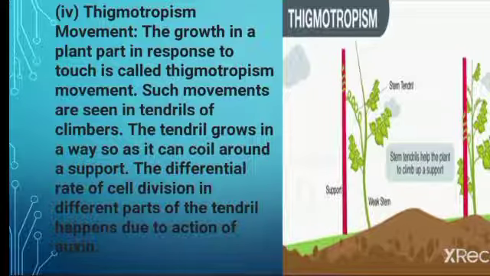Thigmotropic movement. The growth of a plant part in response to touch is called thigmotropic movement. Such movements are seen in the tendrils of climbers. The tendrils grow in a way so that they can coil around a support. As we can see in the diagram, the differential rate of cell division in different parts of the tendril happens due to the action of auxin. So this is the thigmotropic movement.